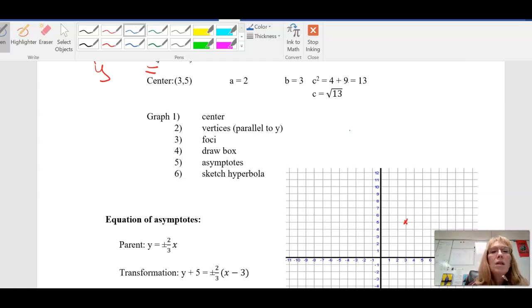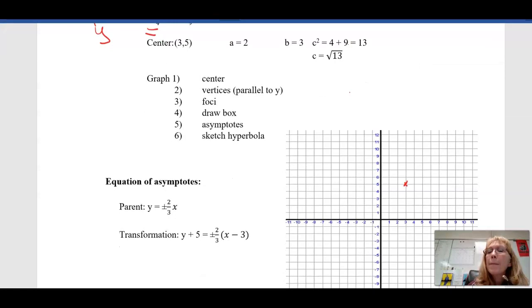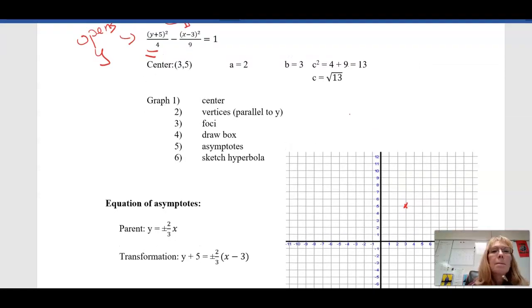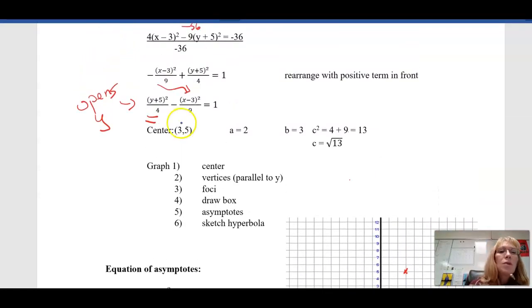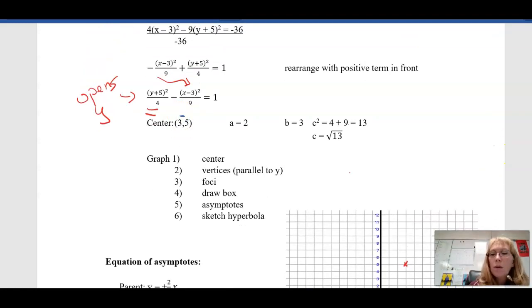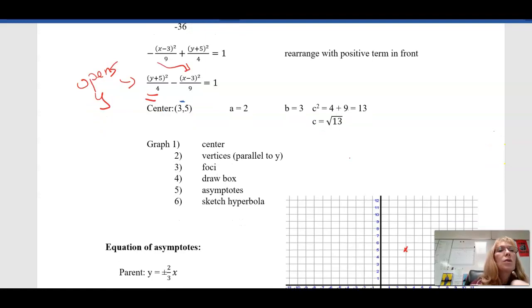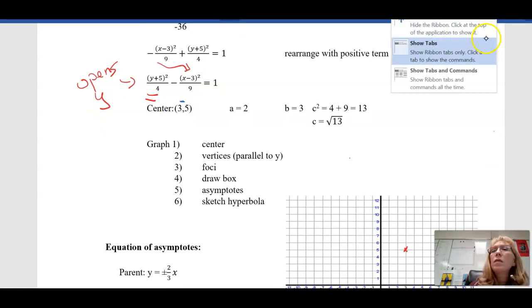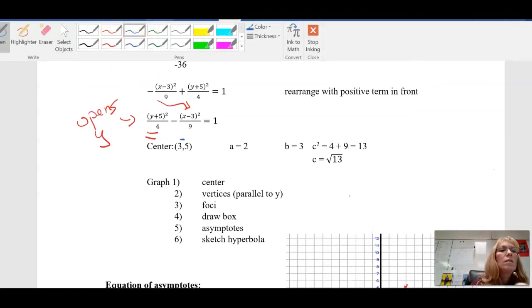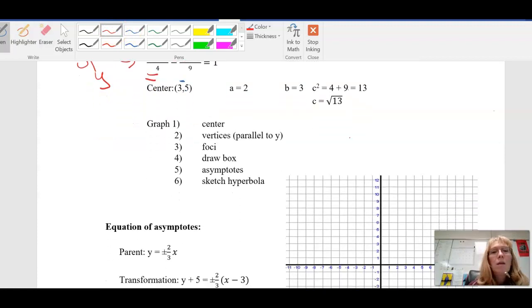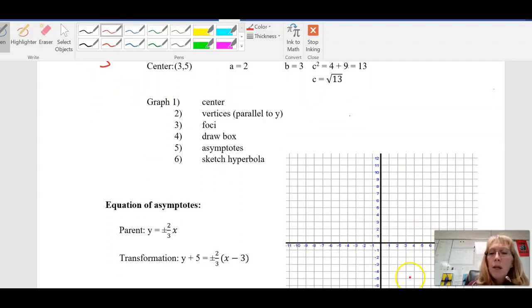Hang on, did I do my center wrong? We did. This is 3, negative 5. So make sure you fix that on your paper. So let's graph this correctly now. Here we go. It's hard to get on here. So 3, negative 5 is the center of my graph.